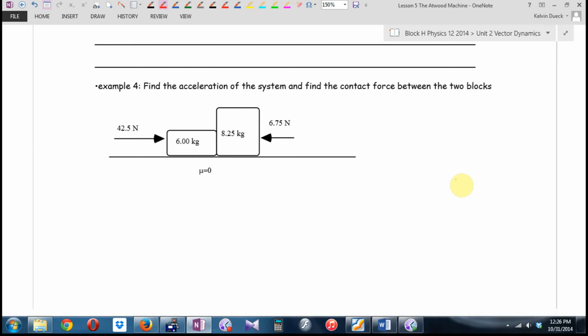Forces in a couple of directions. Says find the acceleration of the system and then find the contact force between the 2 blocks. Okay. Any suggestions on how we should start?